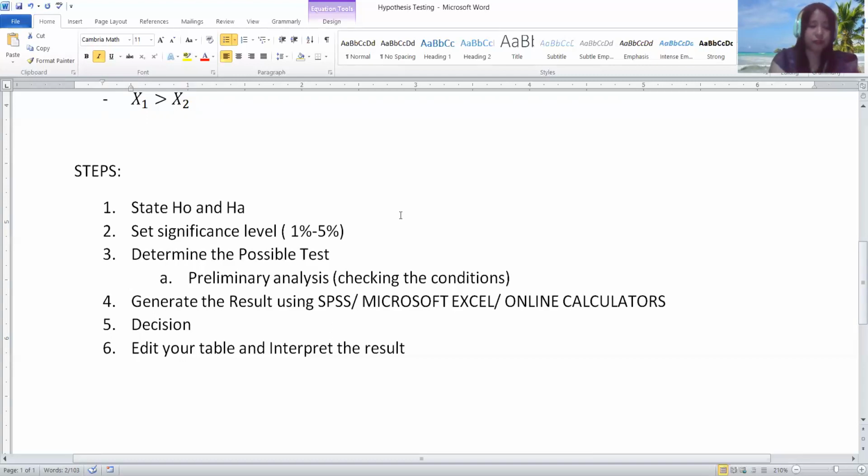And then number 5, we will make a decision whether to accept or to reject the null hypothesis. Number 6, we will edit the table and then interpret the result. So these are the steps that we're going to follow in using hypothesis testing. In the next video, we will consider the assumptions that we need to consider before using the test, and what inferential statistics we are going to use.